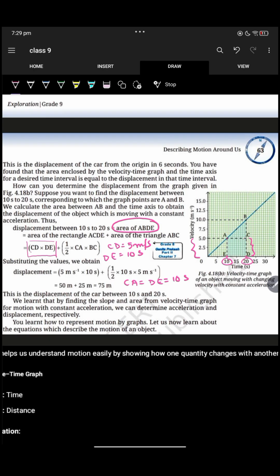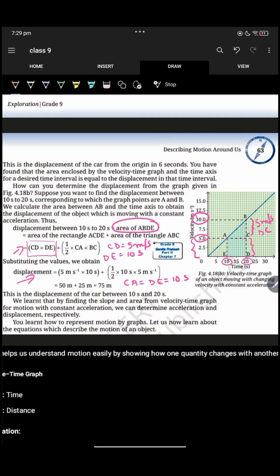Can't we say C is at 20, A is at 10. So obviously difference is what? 20 minus 10, that is 10 second. What is BC? BC, we can see this much. B is at 10 meter per second, C is at 5 meter per second. Subtract them and you will get 5 meter per second for BC. Just place the values over here. You place the values and what you will get is 75 meter is the displacement.